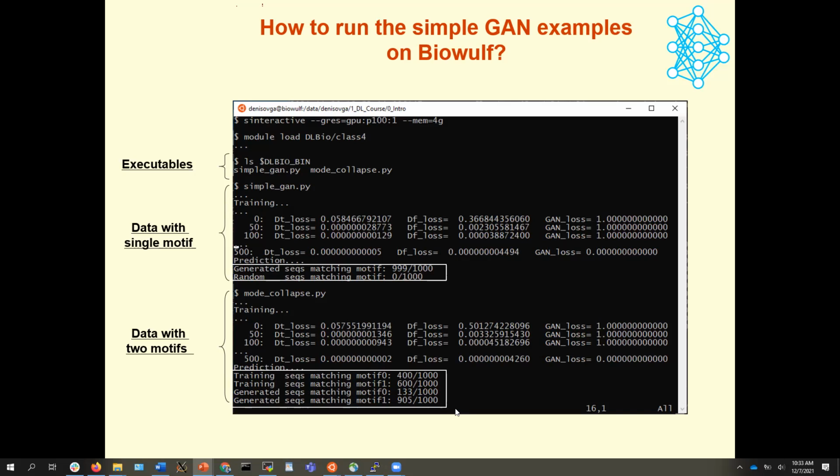I mean, what if it were 50-50? How does it pick which motif it will generate more of? Yeah, normally the collapse is the minority mode. The dominant mode is normally what the generator keeps producing. But if it would be 50-50, actually I did not try, but you can try it yourself at home. It should be easy to change the code. And that's a good question. I don't know which one would be preferred in this case by the model.